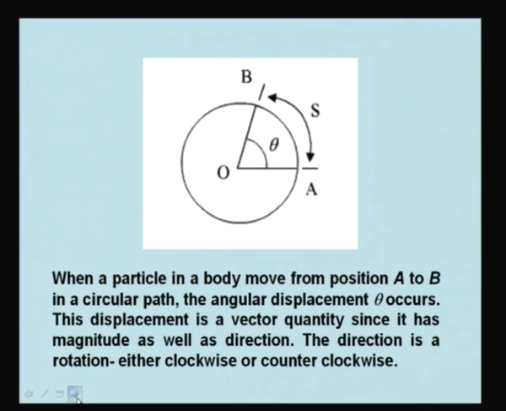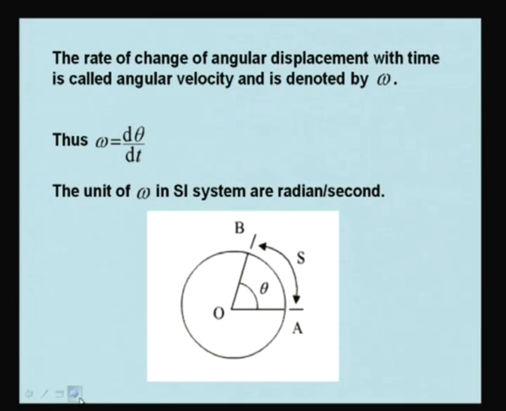When a particle in a body moves from position A to B in a circular path like this, the angular displacement theta occurs. This displacement is a vector quantity since it has magnitude as well as direction. The direction is a rotation either clockwise or counterclockwise, and this is the distance s traversed by the particle. The rate of change of angular displacement with time is called angular velocity and is denoted by omega.